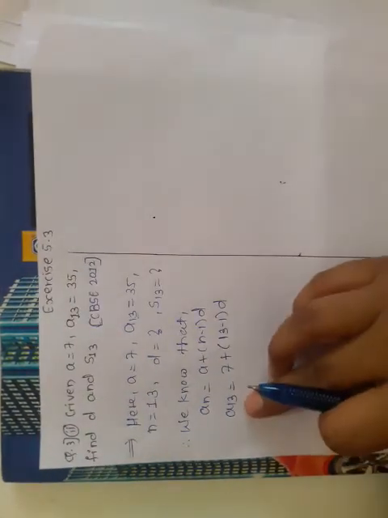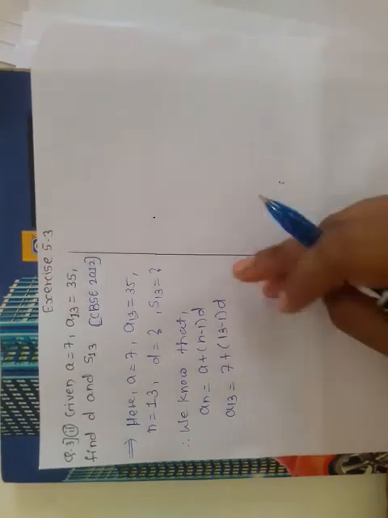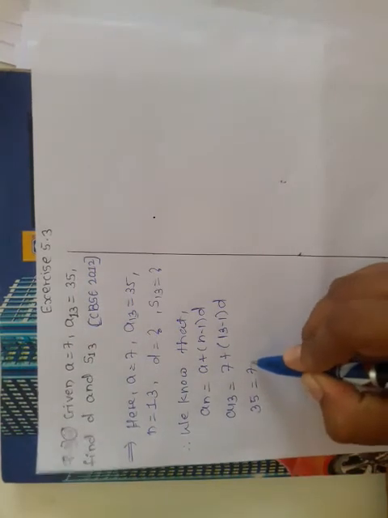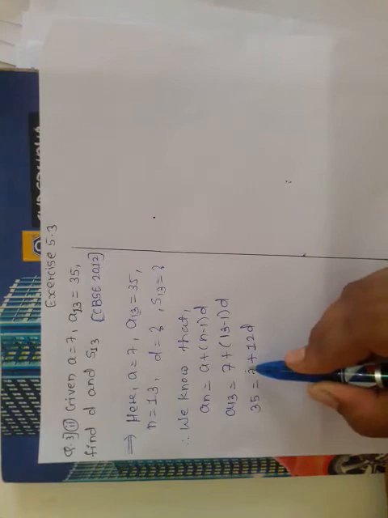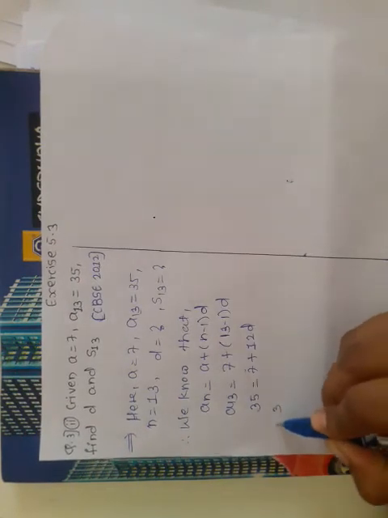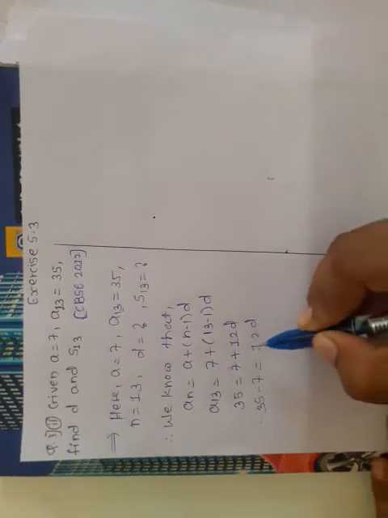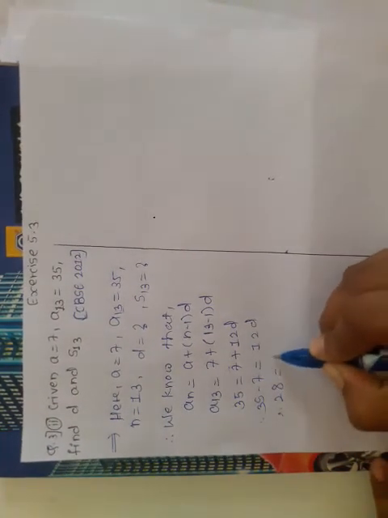Okay, so the 13th term is given to us, a is given to us, n is given to us, we have to find out this d. Okay, a13 means what? 35. 35 is equal to 7 plus 13 minus 1, which is 12 d. Okay, now transpose this 7 to the LHS, it becomes negative, and therefore 35 minus 7 is equal to 12d. Okay, 35 minus 7 is 28, and therefore 28 is equal to what then?